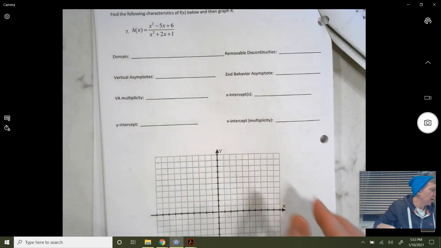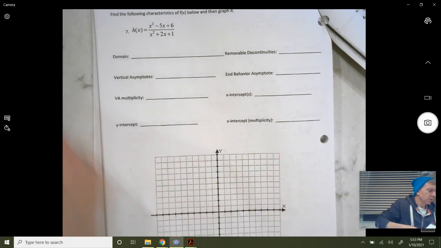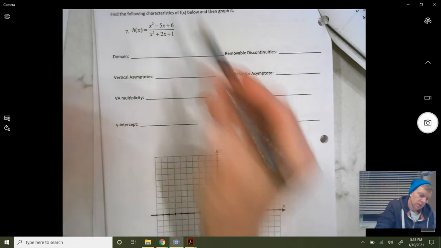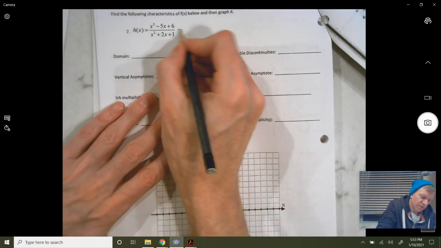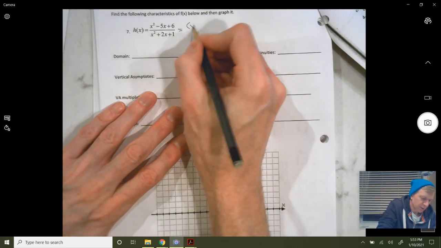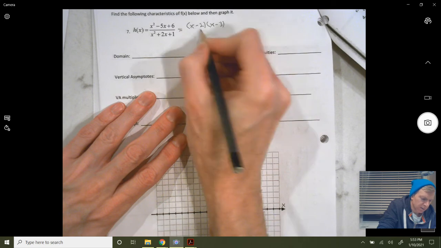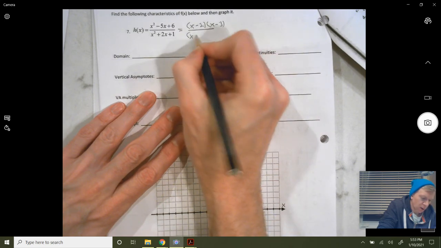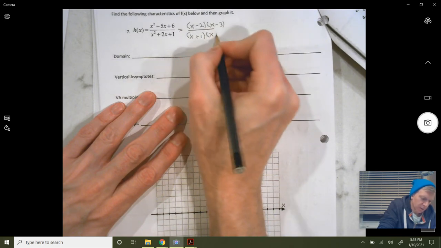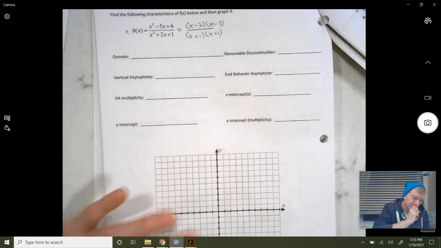Okay. And the next one. Okay, first thing you want to do is you want to factor everything. So on the top, you get x minus 2, x minus 3. On the bottom, you've got x plus 1, x plus 1, or x plus 1 squared is fine.